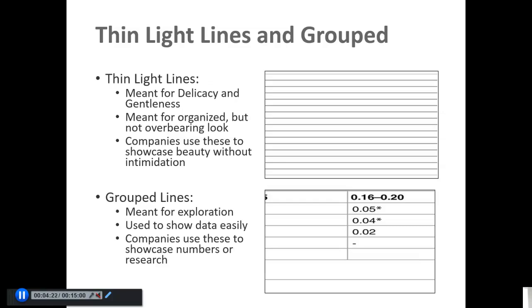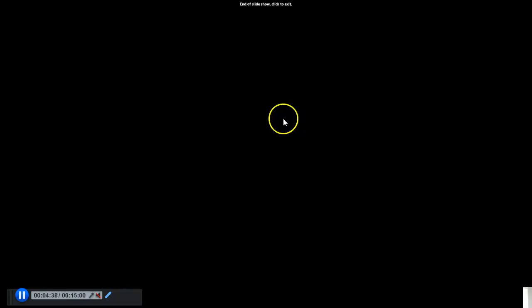Unlike those, grid lines are meant to showcase exploration. They're used to show data easily, and companies tend to use these to showcase numbers or research, and also to showcase trust based upon the numbers a lot of times. That's where you'll see a lot of grid lines and how they play a part. These are just some examples of how lines are utilized. If you have any questions, comments, or concerns, let me know. This should help you understand how certain lines can trigger certain responses and emotions based upon the line structure, the line type, and the weight.